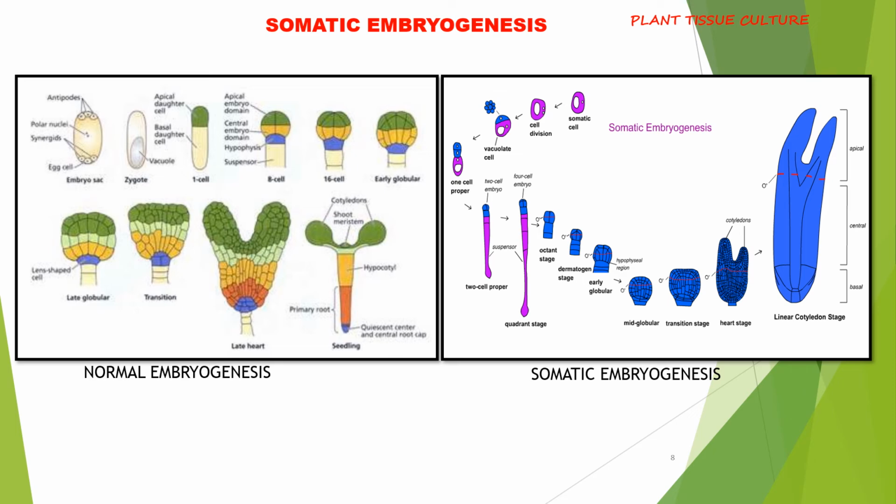In case of somatic embryogenesis, a somatic cell is triggered by external stimuli to become an embryogenic cell, and these embryogenic cells divide to form the 2-cell stage, the octant stage, followed by the globular, the heart-shaped, and the torpedo stage. This is followed by the cotyledon stage, where the shoot and the root apical meristems are destined.